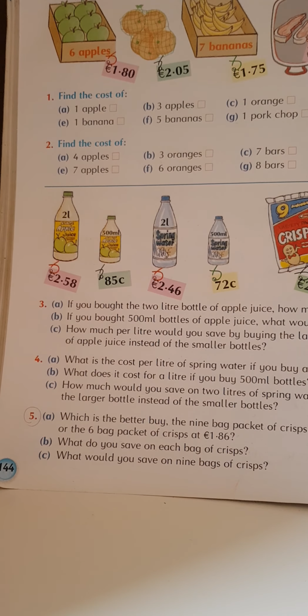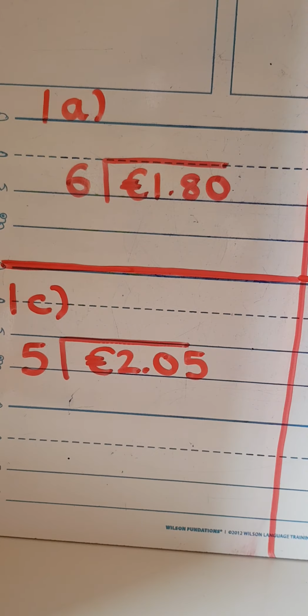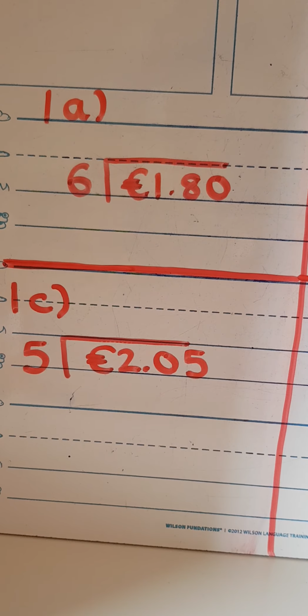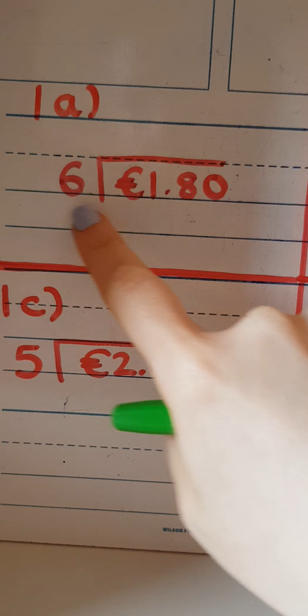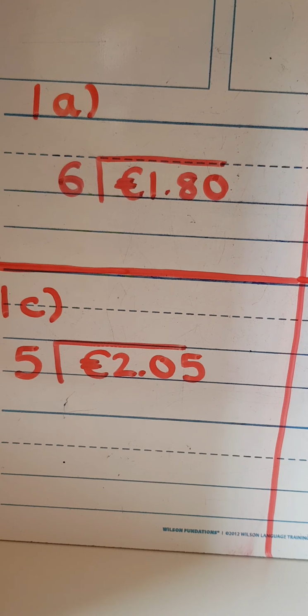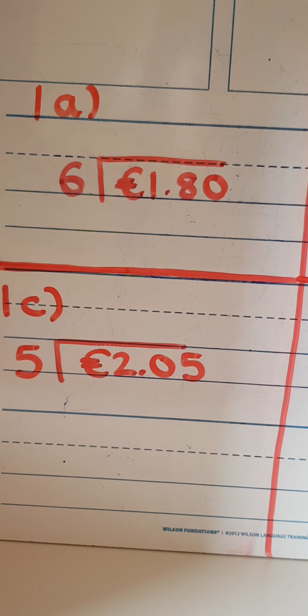So it says find the cost of 1 apple. And I know that 6 apples are 180. So I am going to divide 180 by 6 because that's the price of the 6 apples and that's how many there are. So when I get this answer, that's going to tell me the cost of 1 apple. So let's do that one.